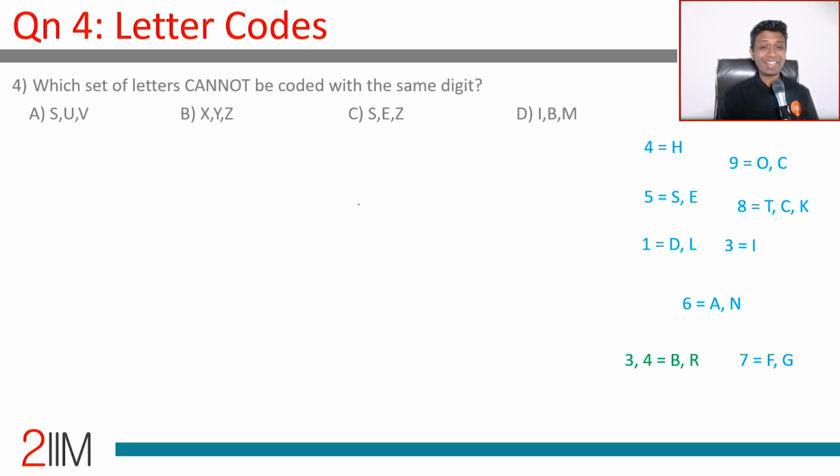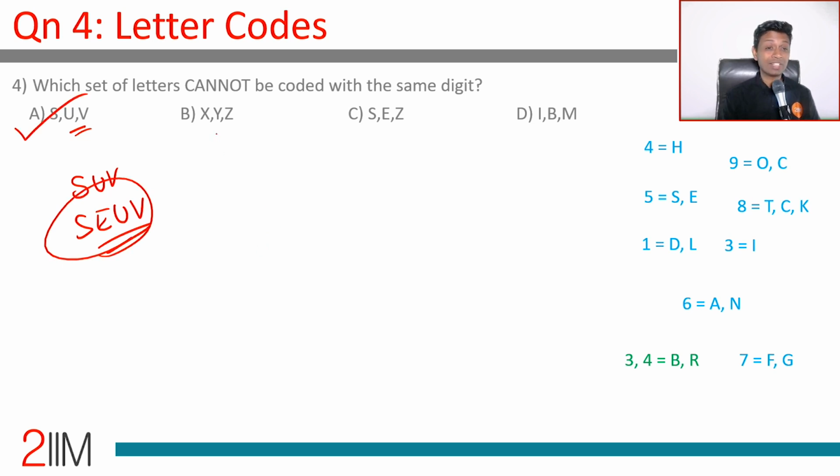Which set of letters cannot be coded with the same digits? Fine. So S, U, V. S is 5. We cannot have S, U, V all being 5 because S and E are 5. S, E, U, V cannot all be 5 because there will be 4 letters. This is the answer choice.